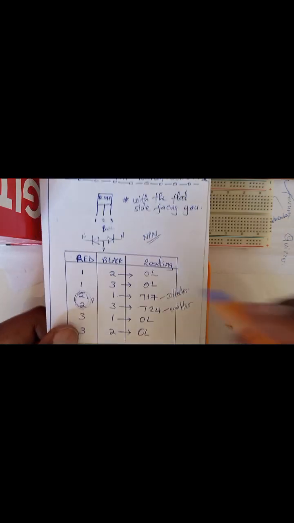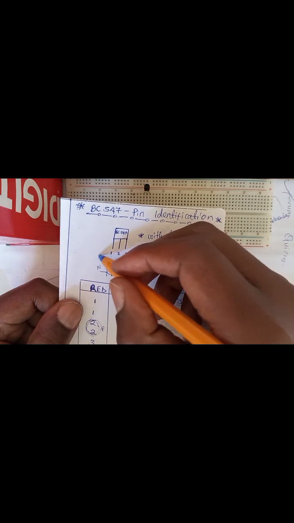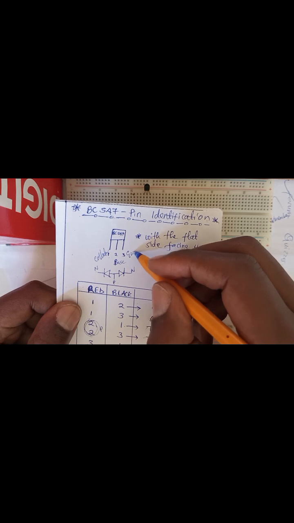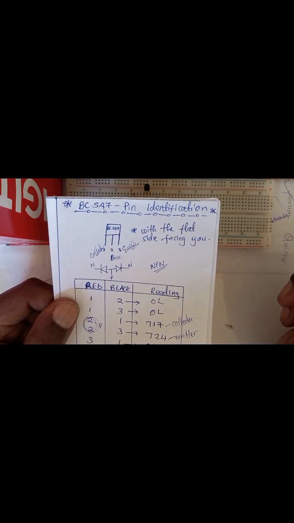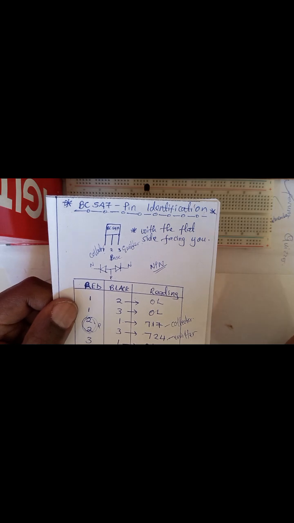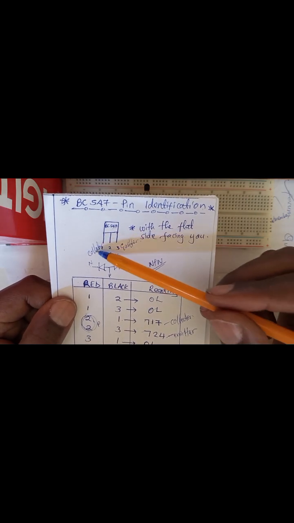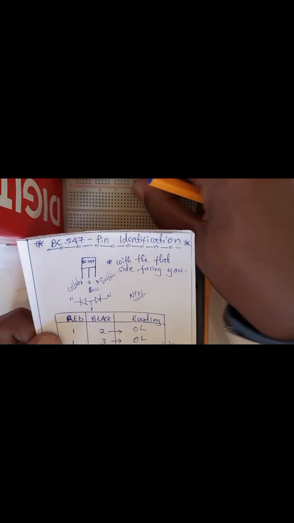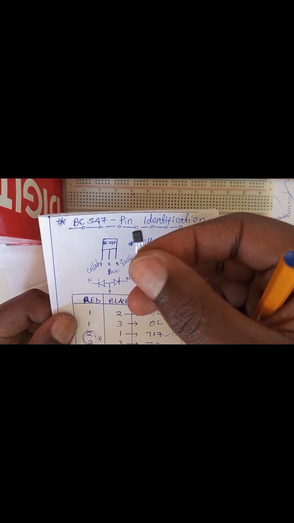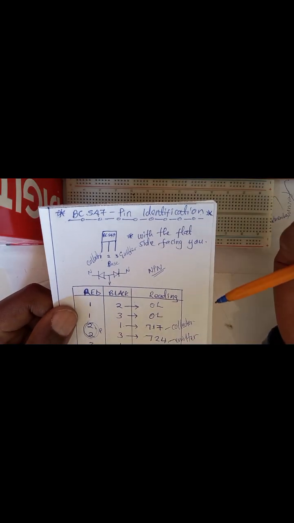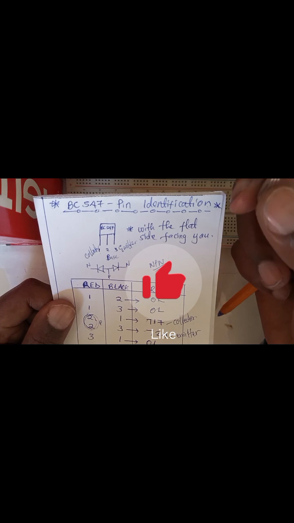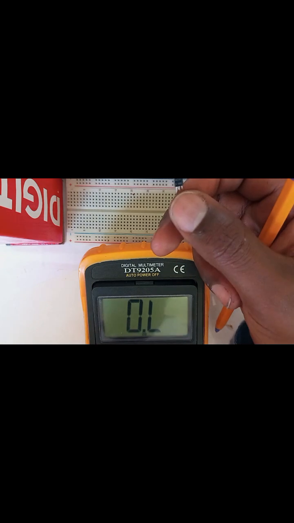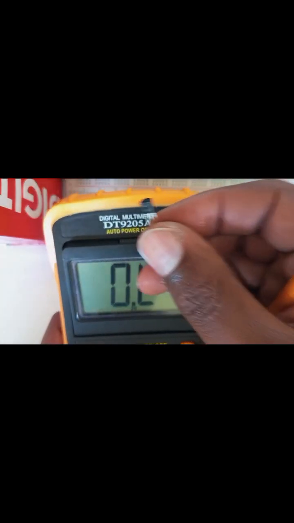So that means pin number 1 is going to be my collector, and pin number 3 is going to be my emitter. We have successfully identified the collector, the base, and emitter of our transistor, which was what? BC547.